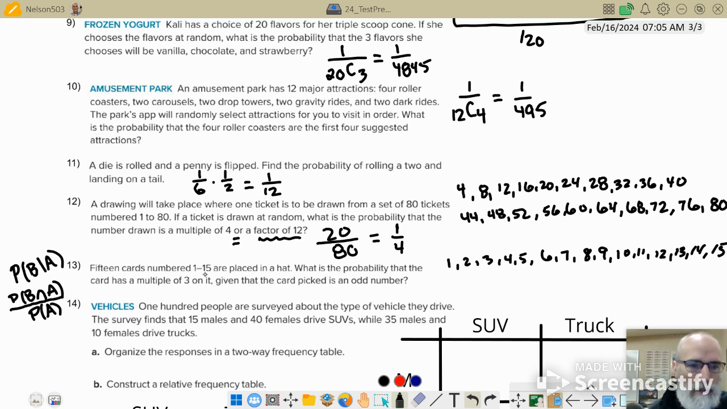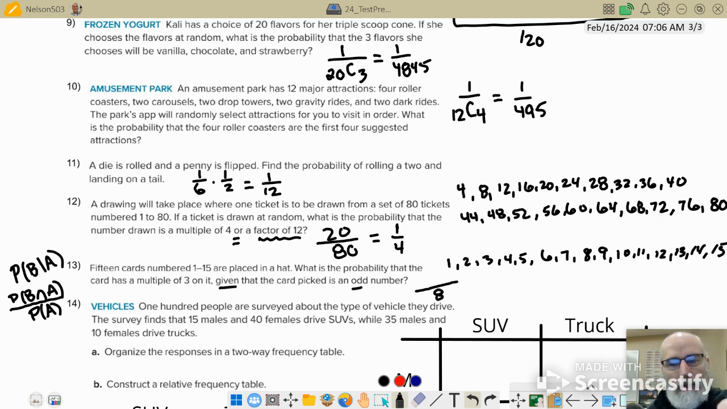But we said this formula is more complicated than you really need. It says probability of a multiple of 3 on it, given the card picked is odd. Well, how many odd numbers are there? There's 1, 3, 5, 7, 9, 11, 13, 15. We're just going to count them up. That's a total of 8 cards. So my denominator, my total possible, is 8, because we know the card coming out is an odd number. We're reducing this 15 down to 8 possible numbers. And so what's the chance that it has a multiple of 3 on it?